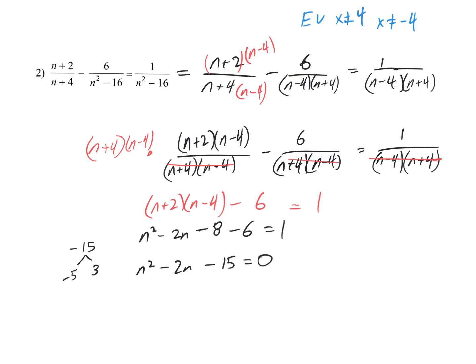Okay, and then again, box method, grouping, whatever really works for you. You should get (n - 5)(n + 3) = 0. So you will get solutions n = 5 and n = -3.